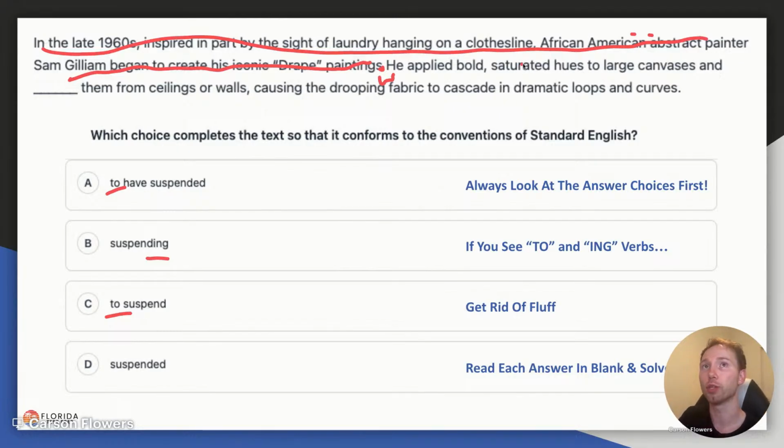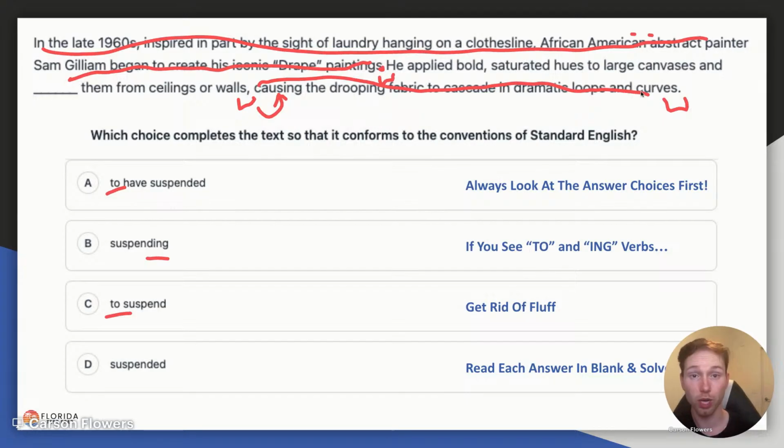He applied bold, saturated hues to large canvases and blank them from ceilings or walls, comma, causing the drooping fabric to cascade into dramatic loops and curves. So if there is a comma and then a part of a sentence that ends with a period, that means it's unessential information, and you can actually get rid of that too.